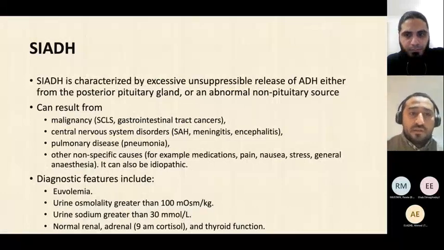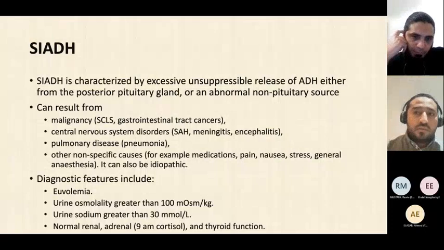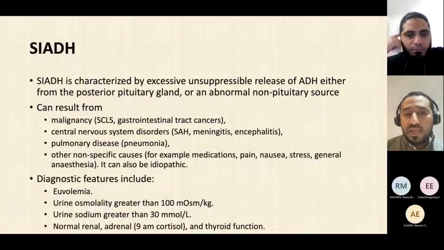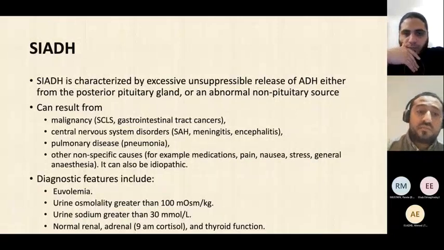So just a glimpse about SIADH. It's inappropriate excessive release of antidiuretic hormone. This can be from the pituitary gland itself, or it can be from a non-pituitary source. So a non-pituitary source can be such as a malignancy. That's why you'll find patients with hyponatremia in the hospital who are euvolemic, and we are suspecting SIADH. We usually will be asked to scan them for any source of malignancy.